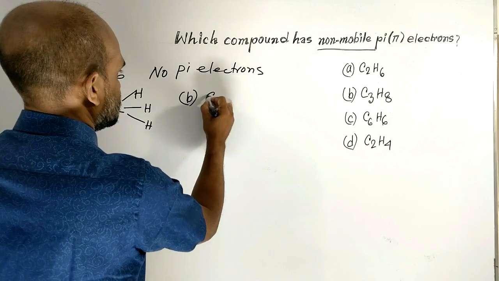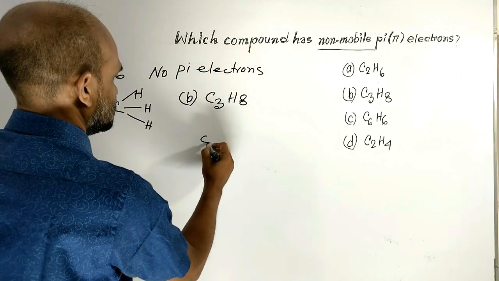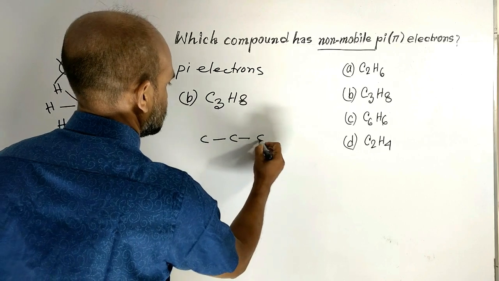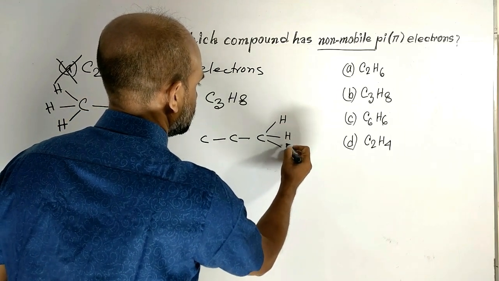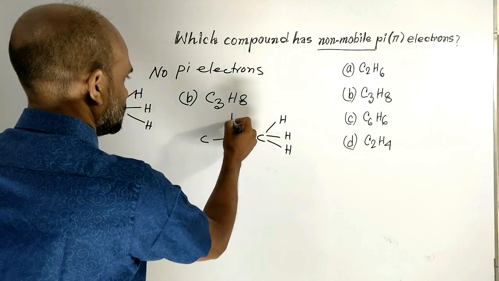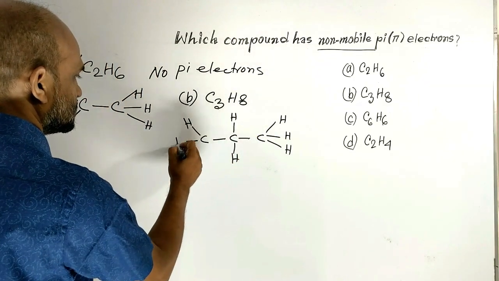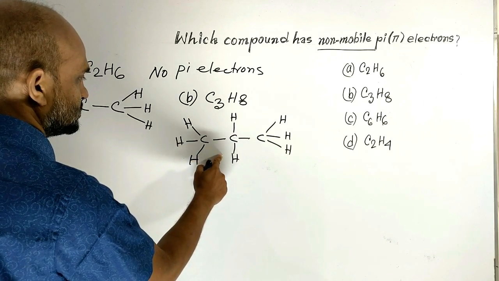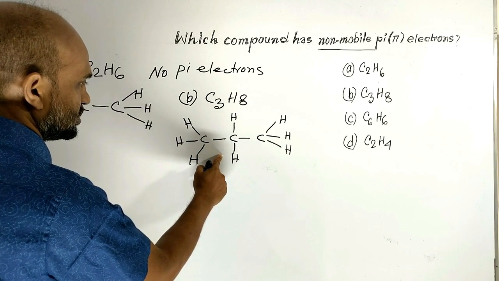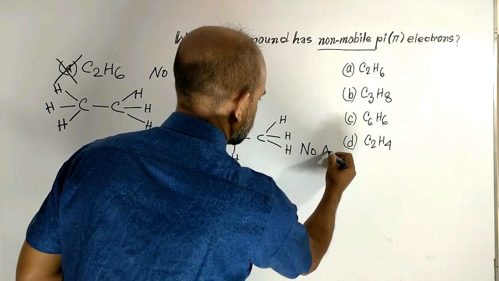Then B. C3H8. 1, 2, 3, 4, 5, 6, 7, 8. This is propane. This is also a compound. It has no pi electrons.